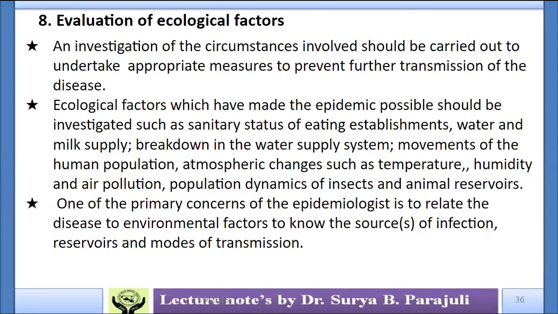Then, after testing a hypothesis, you can find some almost confirmed factors related to a particular outbreak. But we need to go beyond. We need to find the possible ecological factors or environmental factors, agent or environment, epidemiological threat. An investigation of the circumstances involved should be carried out to undertake appropriate measures to prevent further transmission of the disease.